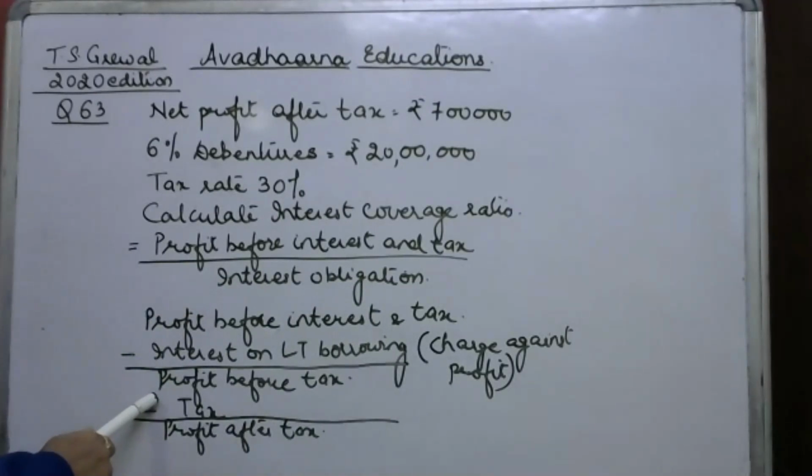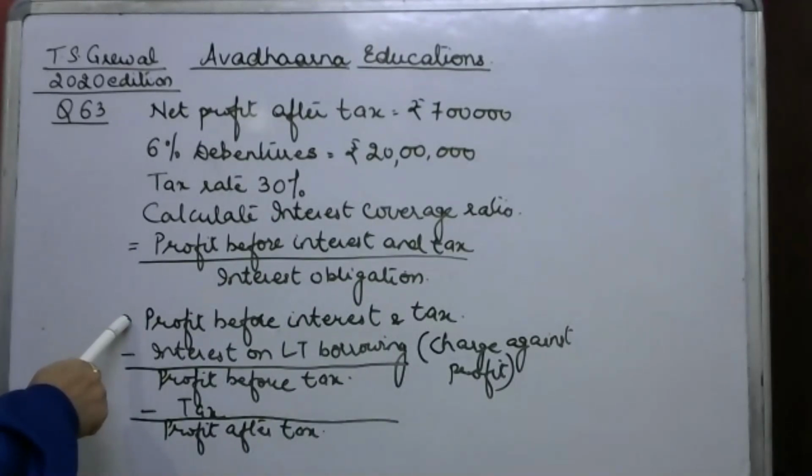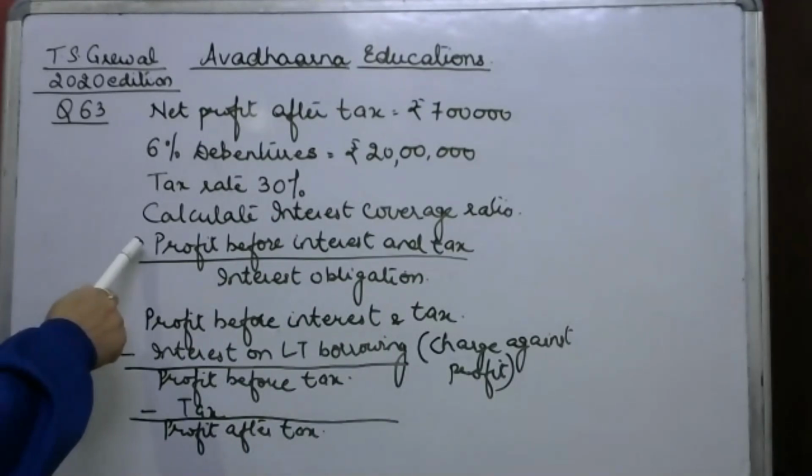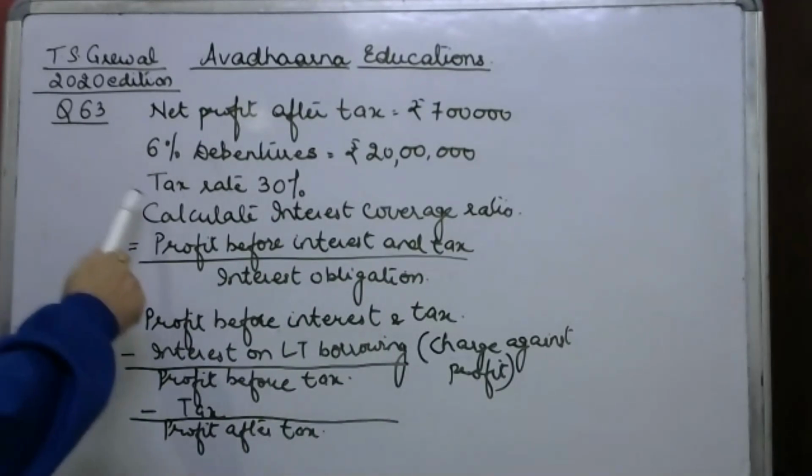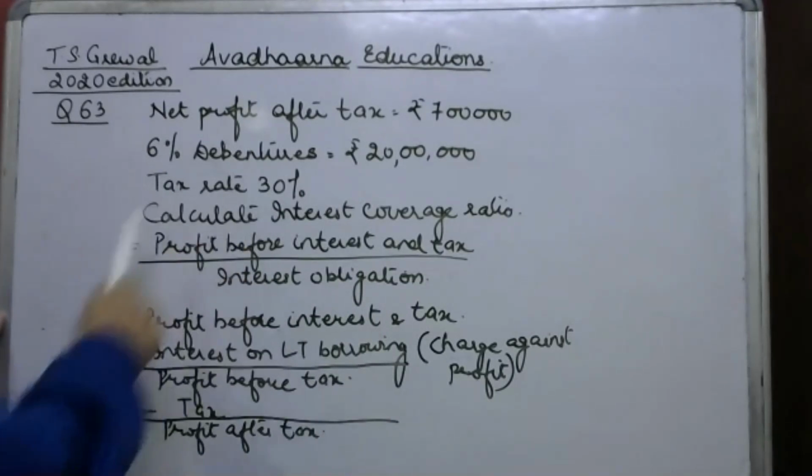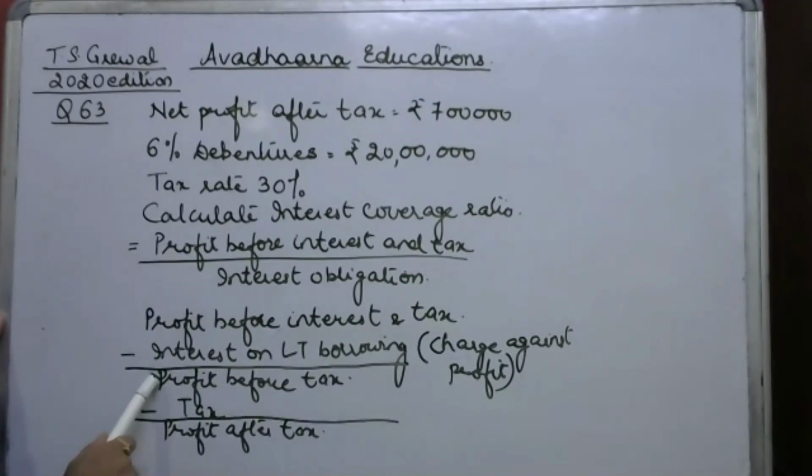Again I repeat myself, profit after tax में अगर मैं tax को add कर दूं तो I will get profit before tax, profit before tax में interest obligation add कर दूं तो I will get profit before interest and tax, which is required for the calculation of interest coverage ratio.